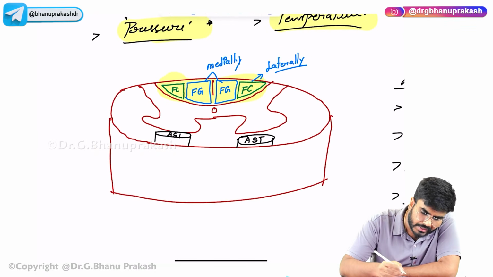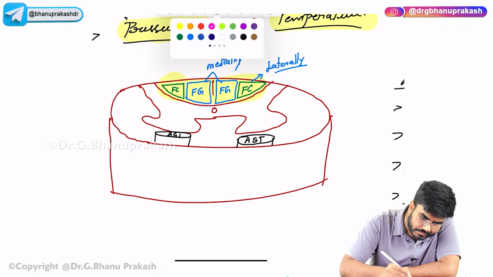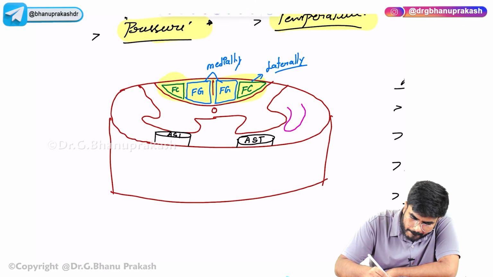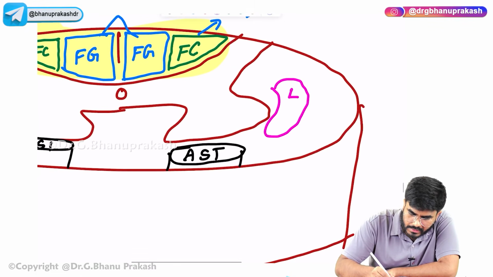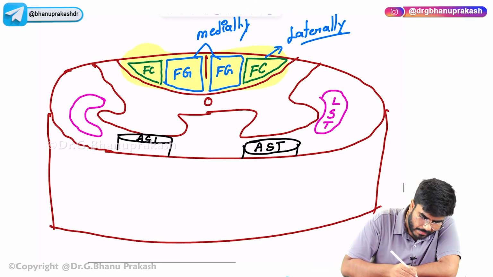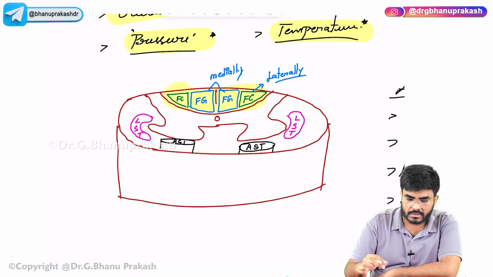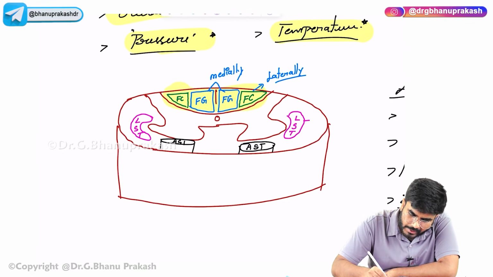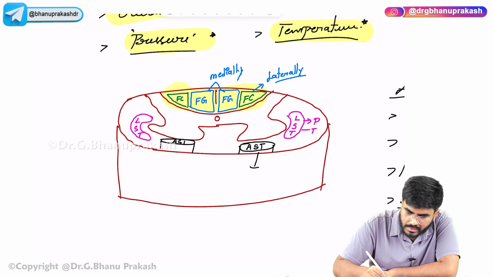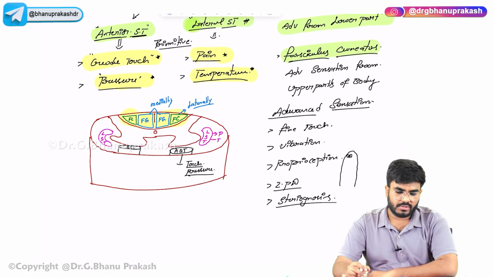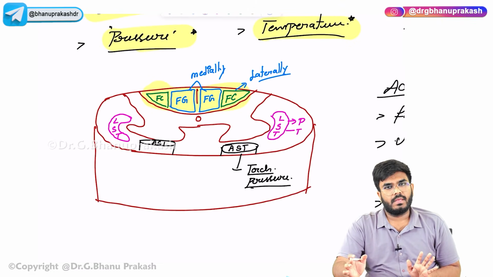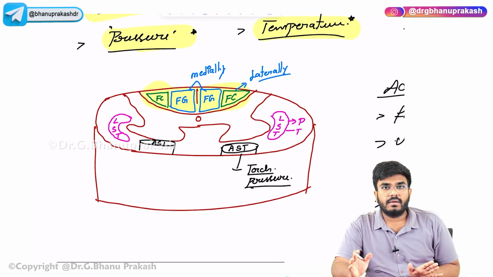So anterior spinothalamic completed. Next, here is the lateral spinothalamic. So these are the ascending tracts. This lateral spinothalamic is going to carry pain and temperature, and anterior spinothalamic is going to carry crude touch and pressure. So these are the different areas of the spinal cord and different ascending tracts.